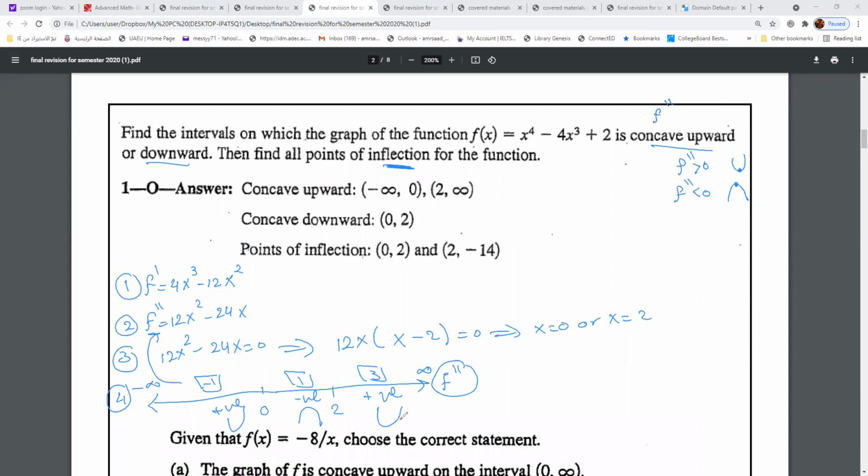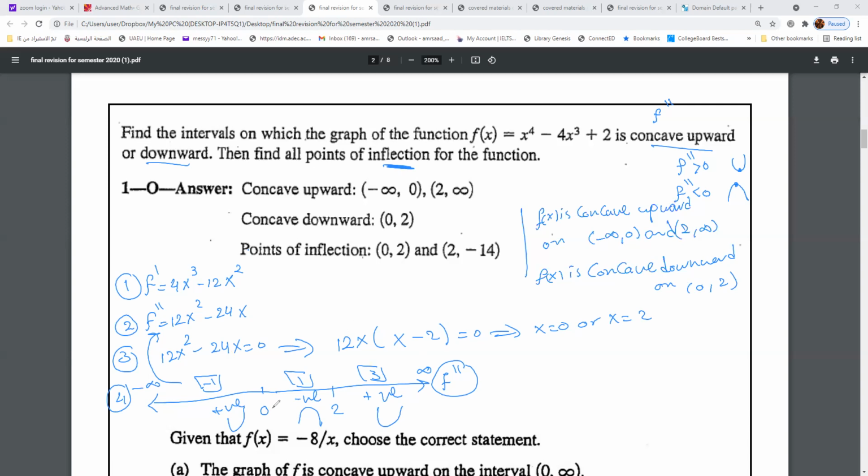So the function is concave upward. In this case, I will write f of x is concave upward on which interval? From negative infinity to 0 and from 2 to infinity. f of x is concave downward on which interval? Here from 0 to 2.